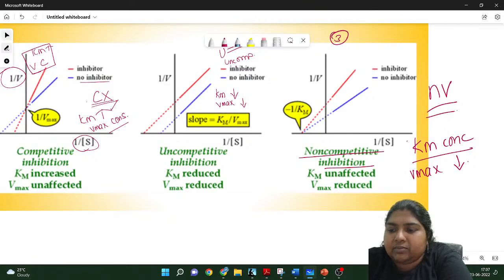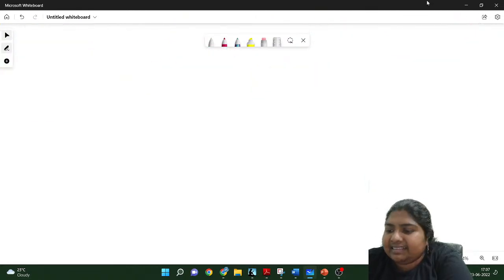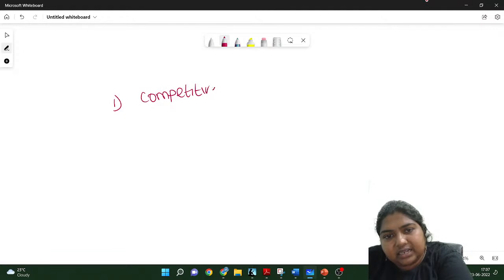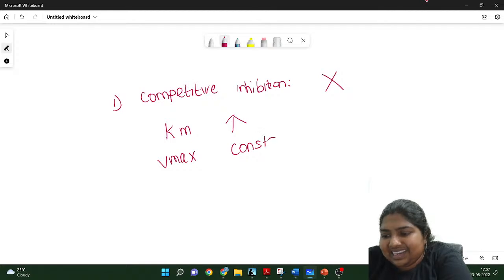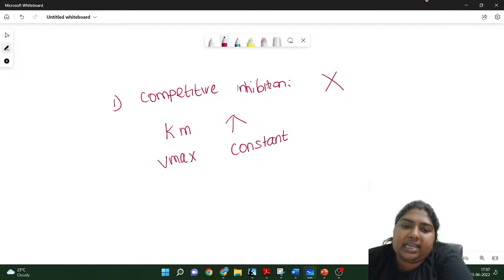Okay, so one more time, shall we all write and see this? First we saw about the competitive inhibition. Under the competitive inhibition, what will be the shape of the graph? It is going to be X-shaped. So what will happen to the Km? Km is increased. What will happen to the Vmax? Vmax is constant. Very good.